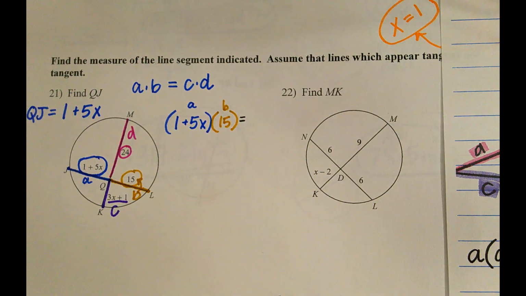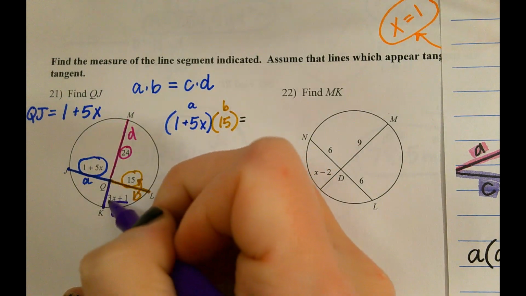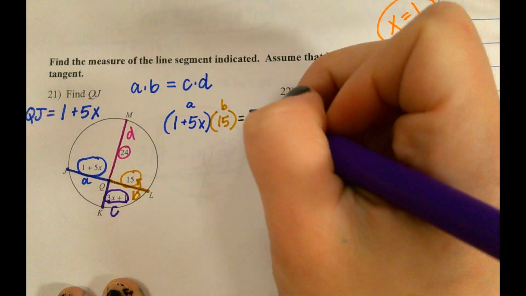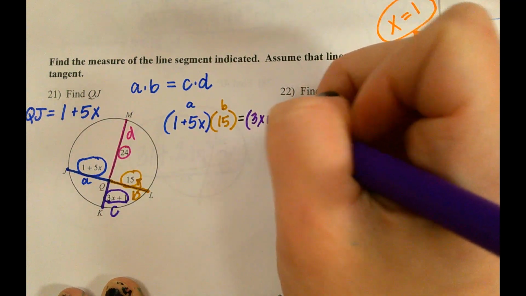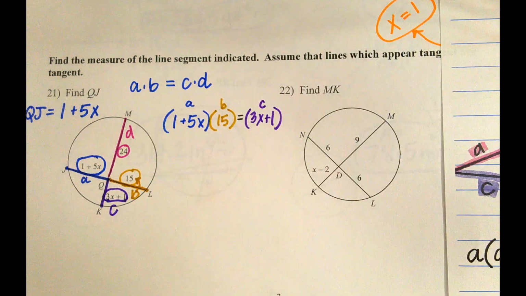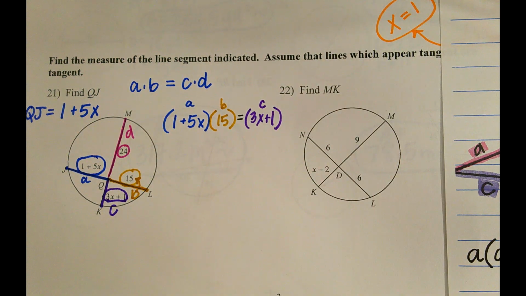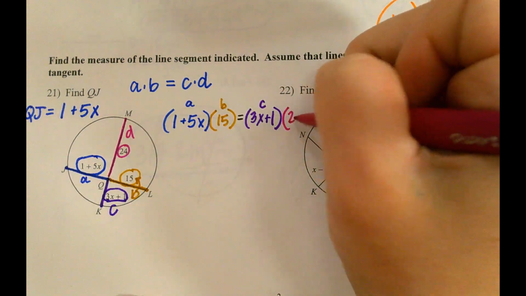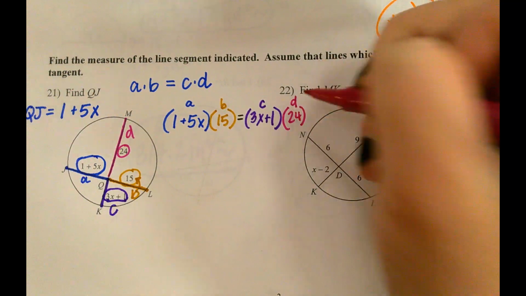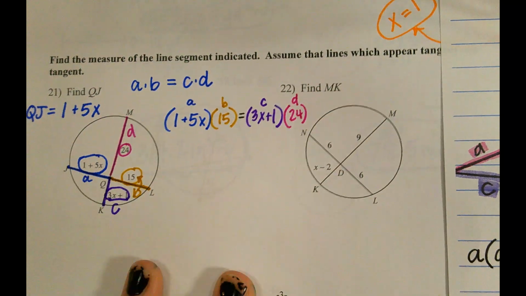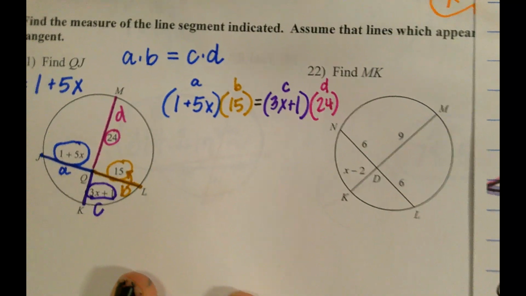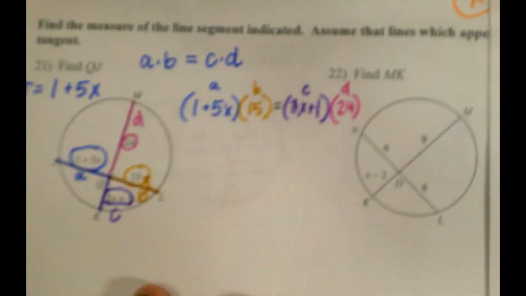And we need to plug in C times D. And we said C was 3x plus 1. And D is 24. And these are multiplication problems.